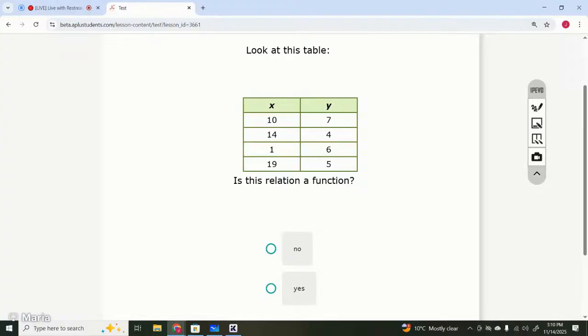Look at this table. Is this relation a function? Just look at the x and y values. Each value of x can map to only one value of y, right? So the correct option is yes, it is a function.